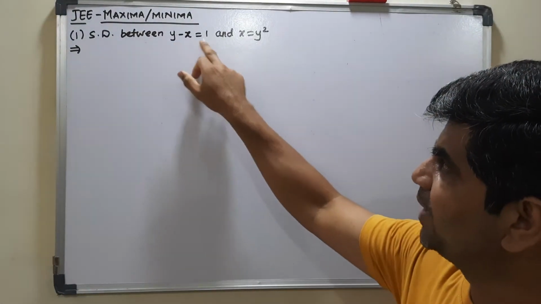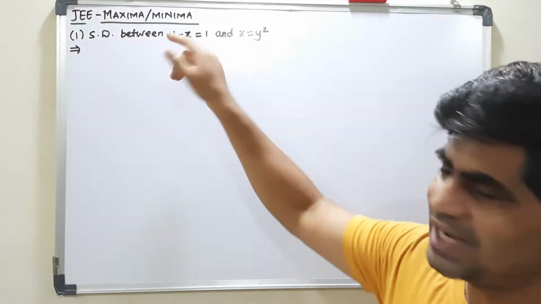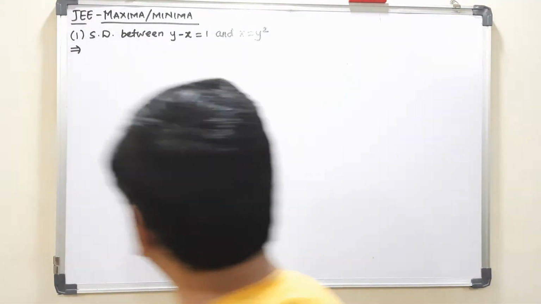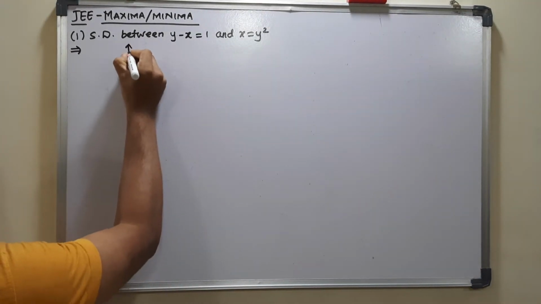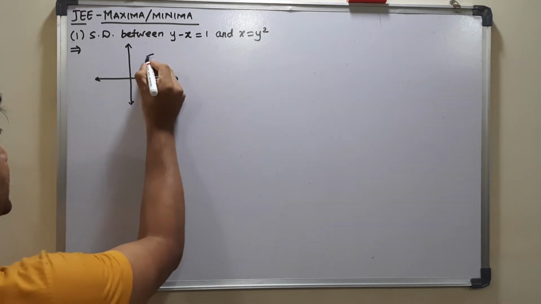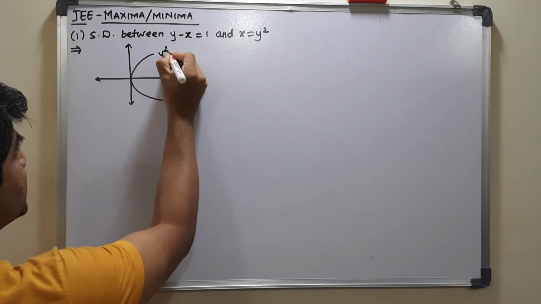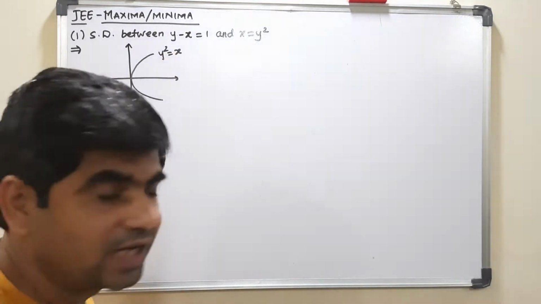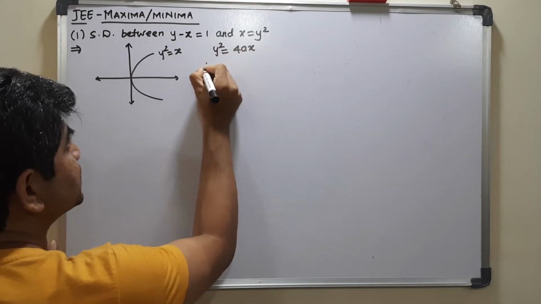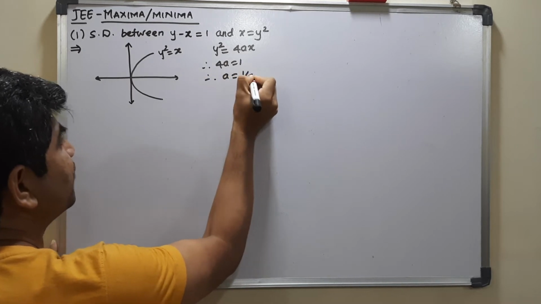It says y minus x is equal to 1 is one curve, and x is equal to y square is another curve. So this is a straight line, no problem, and this is a parabola. I would better draw the figure and then plan out. I am drawing a figure over here. See, y square is equal to 4ax. So this is your y square is equal to x. Here 4a is 1, so obviously a is 1 by 4.